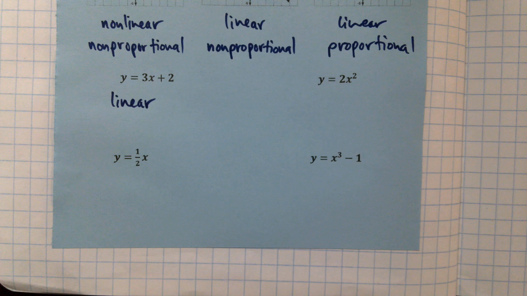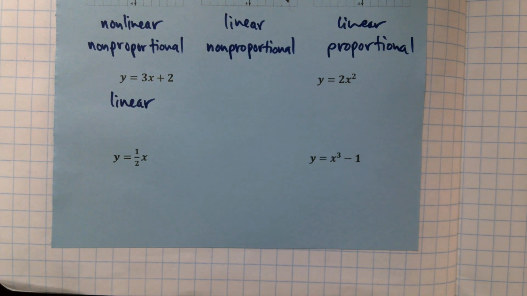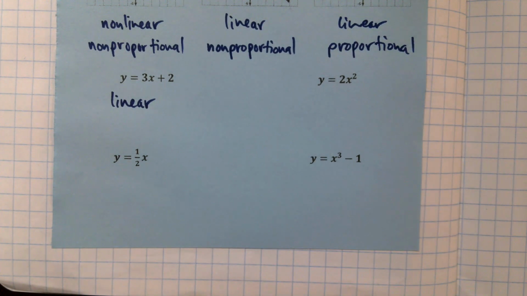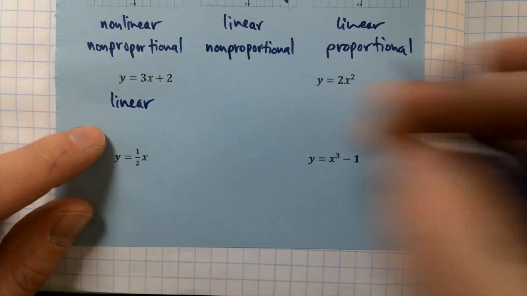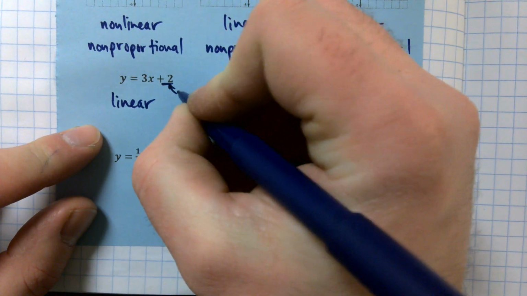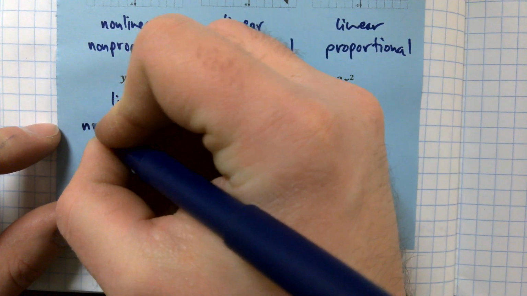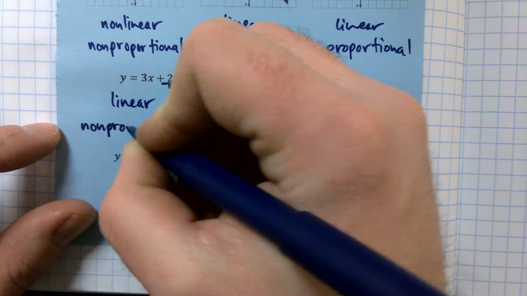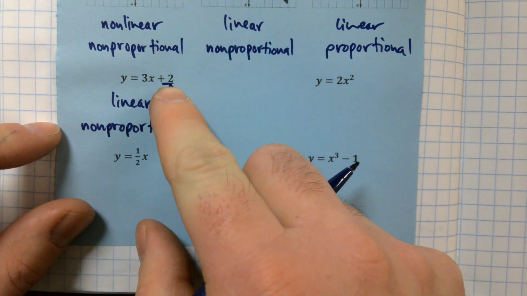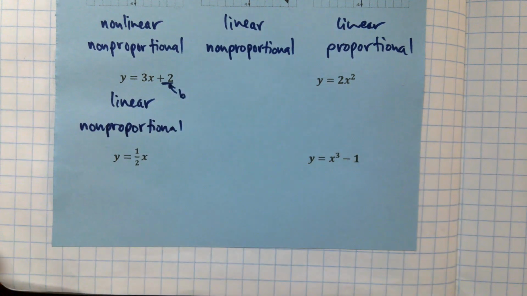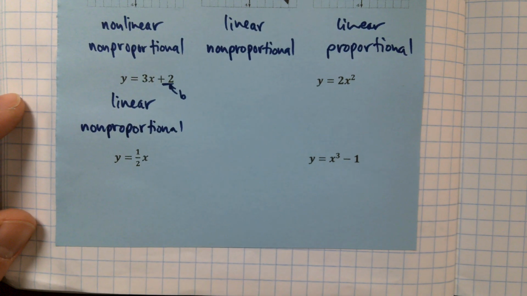Now we've got to determine if it's proportional or not. What are we looking for to figure out if an equation is proportional or not? We're looking for no b value. Do you see a b value in 3x plus 2? I do. Yeah, 2 is my b. So this is non-proportional. How do you know if it's non-proportional? We're looking for the b value. If you see a number on the end like that, it's not proportional. Exactly.